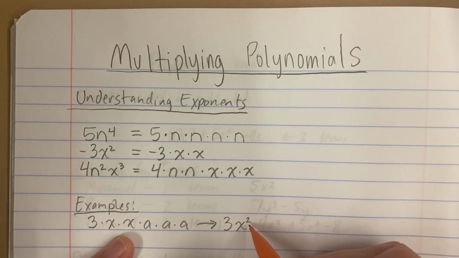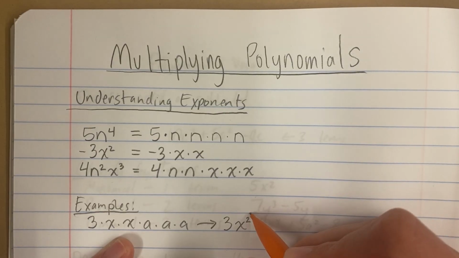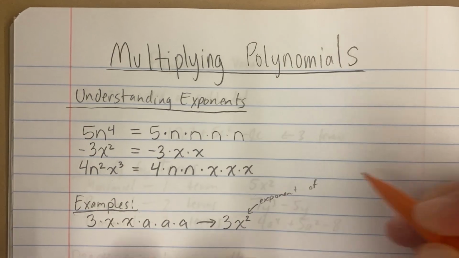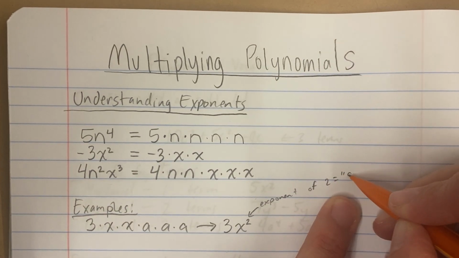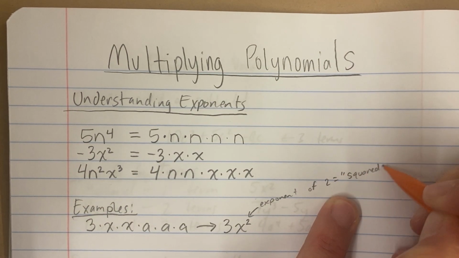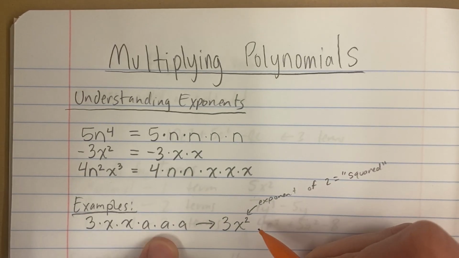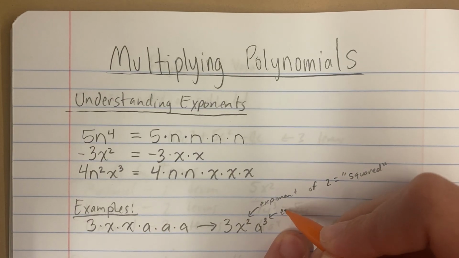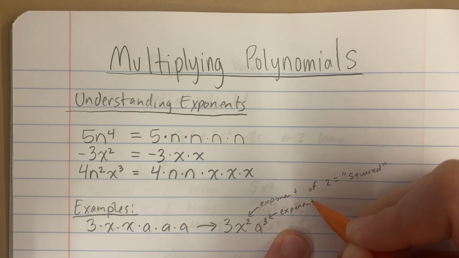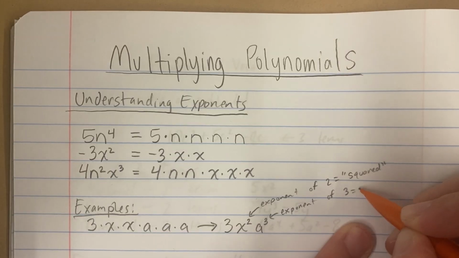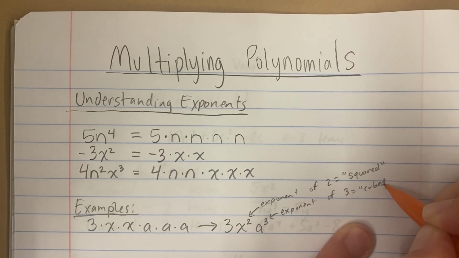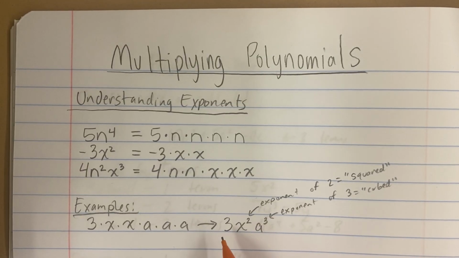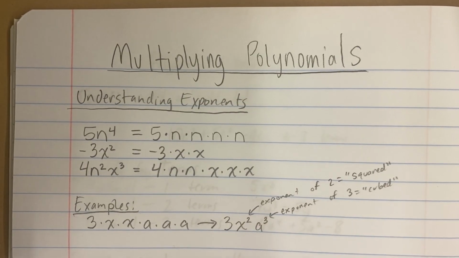We call that squared. When there's an exponent of 2, we say squared. And then this is a to the power of 3. When there's an exponent of 3, we say cubed. So I could say this is 3x to the second power, a to the third power, or I could say this is 3x squared, a cubed.